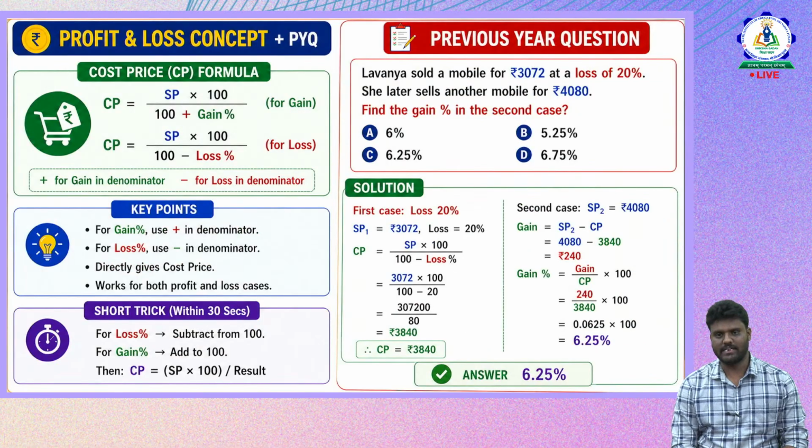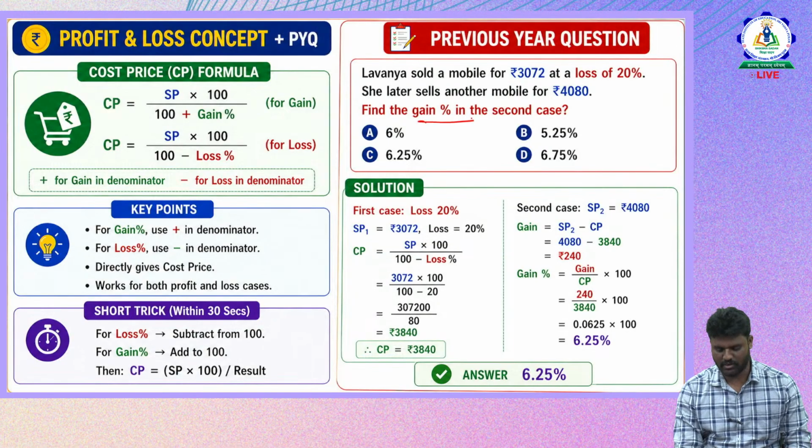Then the next question is, Lavanya sold a mobile for 3072 rupees at a loss of 20%, and she later sells another mobile for 4080 rupees. Find the gain percent in the second case. So what exactly is the question trying to find out? The gain percent we need to identify.